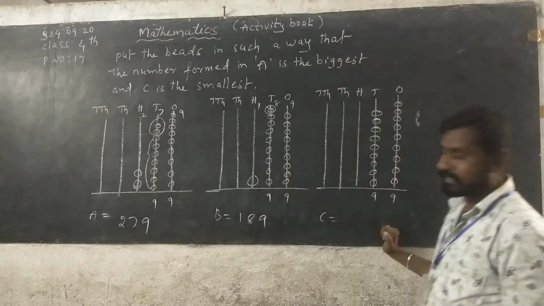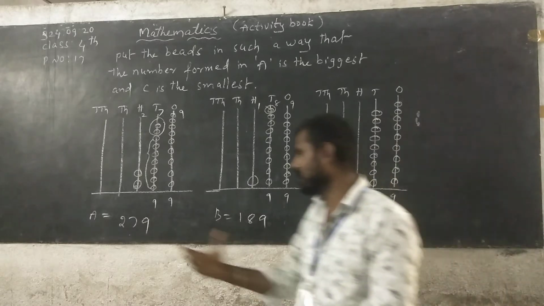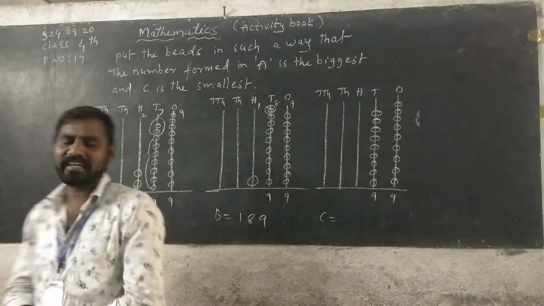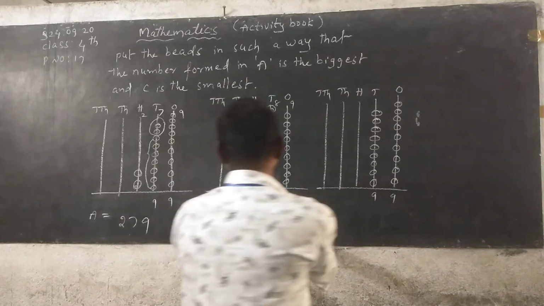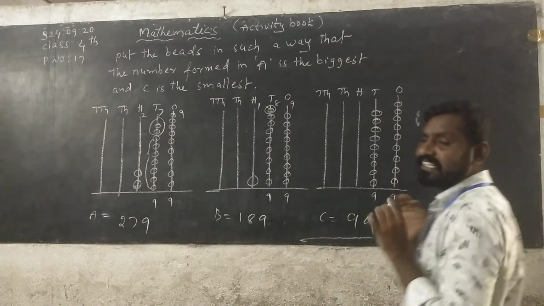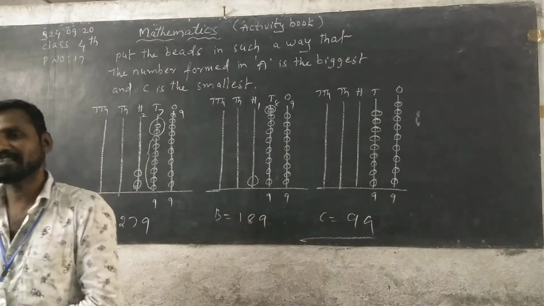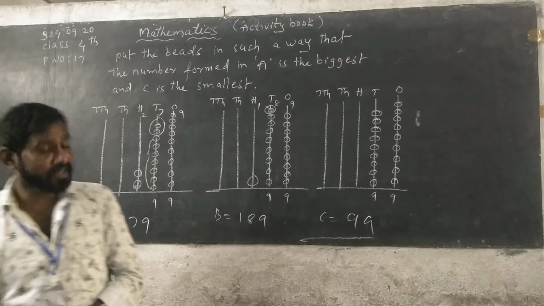189. See, C is the smallest, 99 is the smallest number. So A is 279, B is 189, C is equal to 99. So our condition is satisfied. Very simple. Did you understand, everybody? So now, next problem.